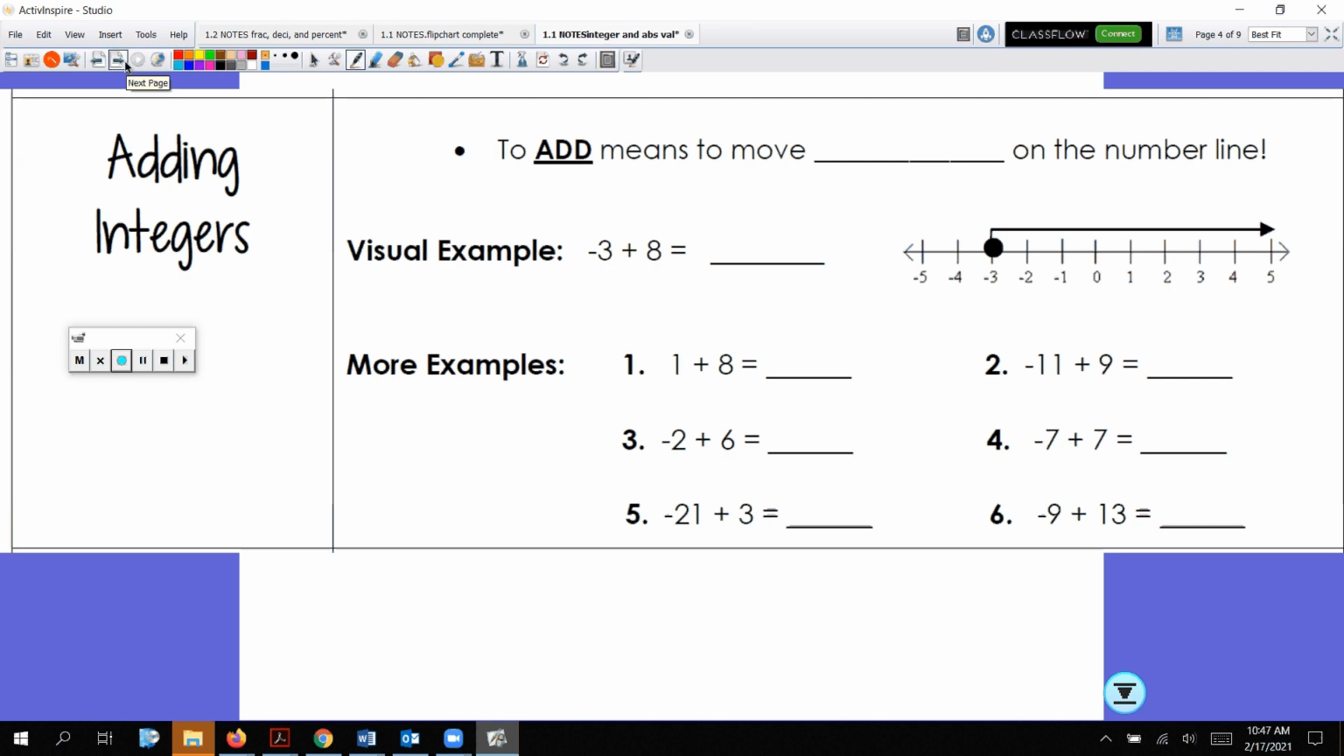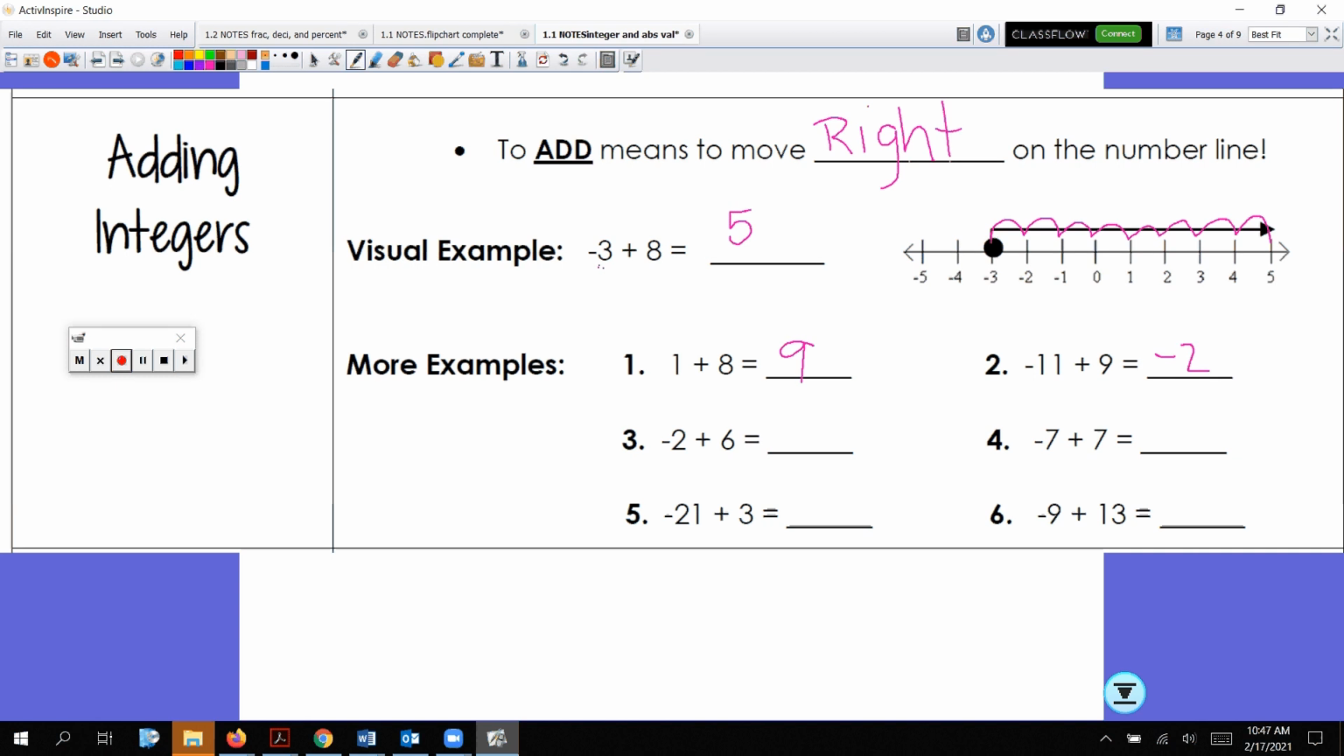So now I want to look a little bit at adding integers, right? If we think about it, we move to the right on the number line. The numbers on the right get bigger. So when I use this visual example, negative 3 plus 8 is positive 5. Okay, I think we're pretty good at this. I'm just going to go through the answers here. This is 9. Number 2, negative 11 plus 9 is negative 2.